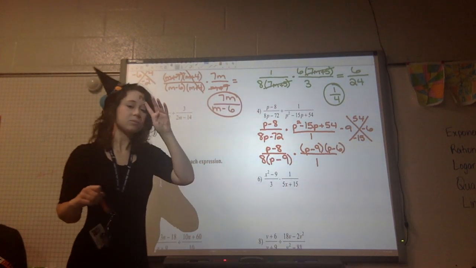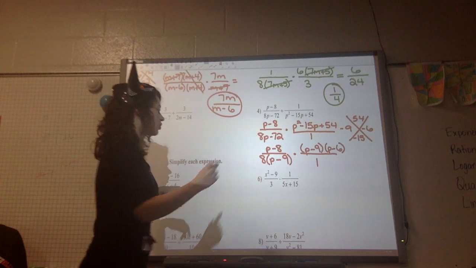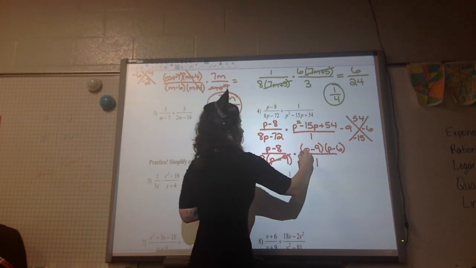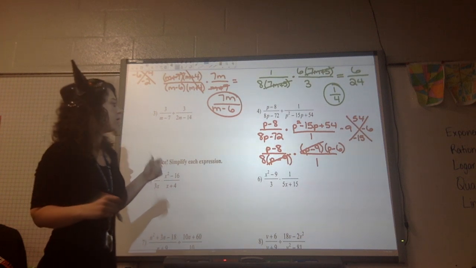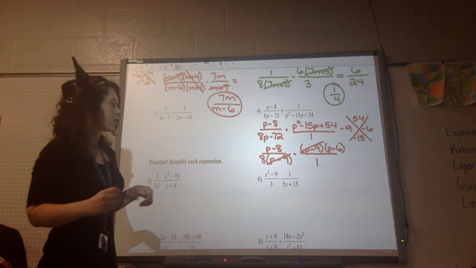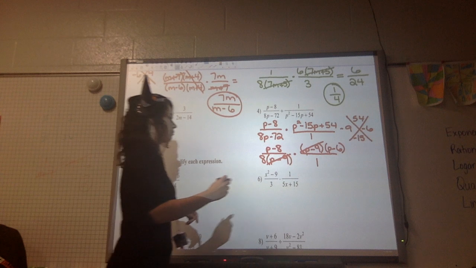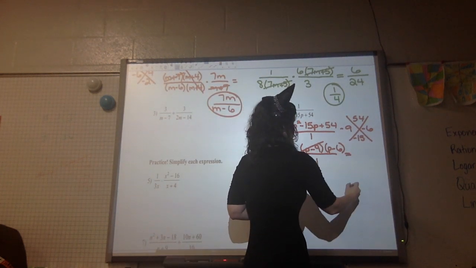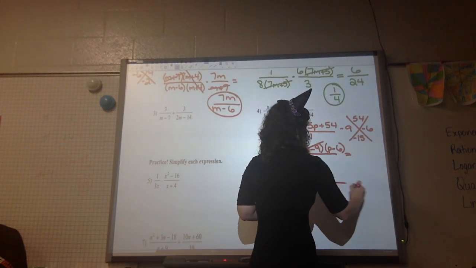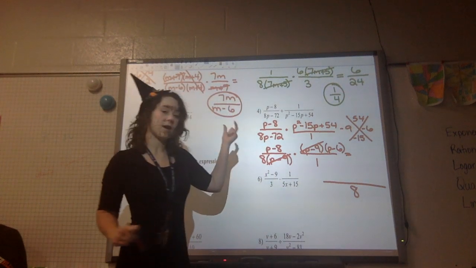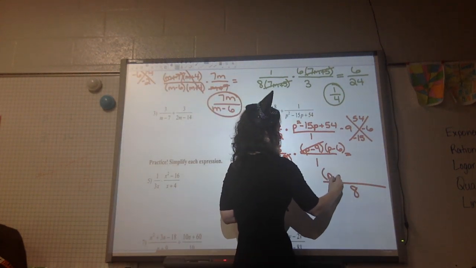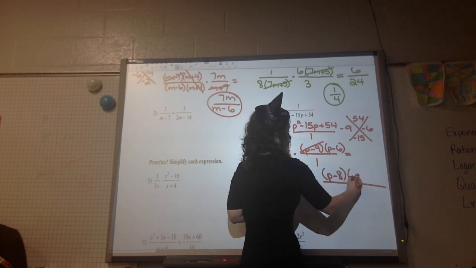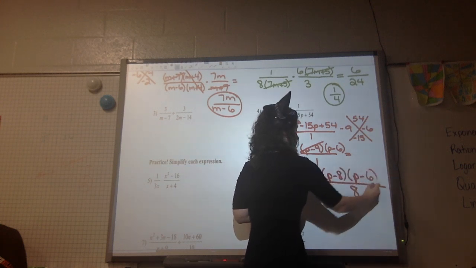Okay? So hopefully you've noticed there's a couple things that cancel out. These p minus 9s get to cancel out. Well, now that I've done that, all that I have left on the bottom is just an 8. So you'll get 8 on the bottom. On top, you have 2 things left. You have a p minus 8, and I'm going to write that in parentheses. And you have a p minus 6.